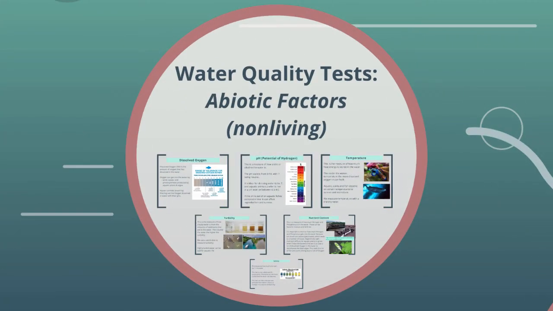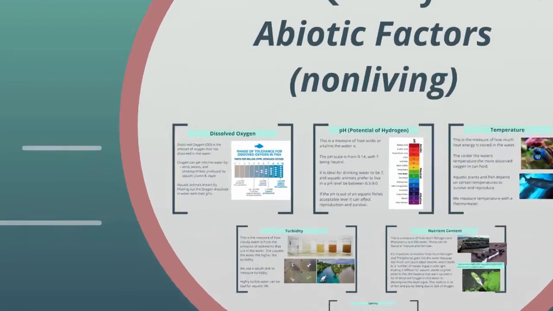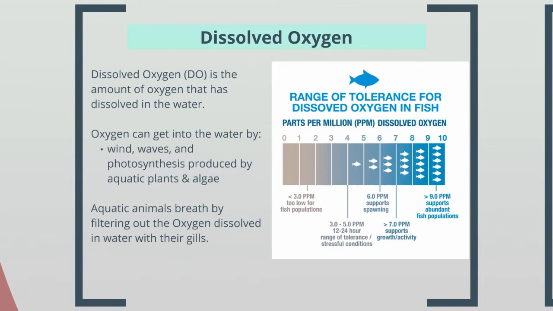Now, there are lots of ways we can test the water quality, and we're going to talk about 6 abiotic factors that we can test for. Remember, these abiotic factors are factors that are non-living. We did several of these tests on our watershed field trip a few weeks ago, but just to review. One abiotic factor that we can test for is dissolved oxygen. Lots of living things need oxygen to survive, and dissolved oxygen, or DO, is the amount of oxygen that's been dissolved inside the water.